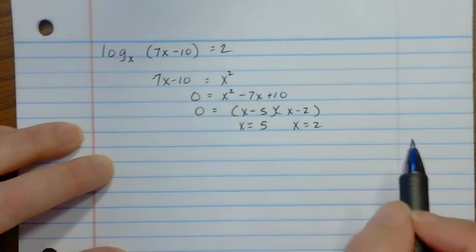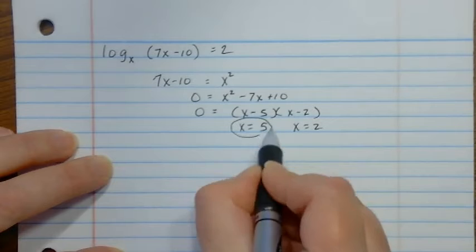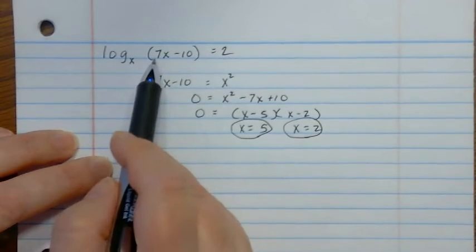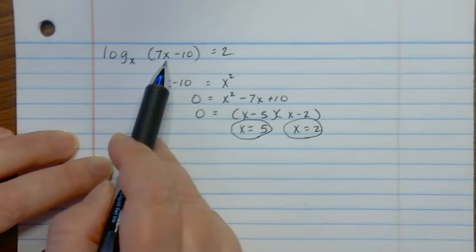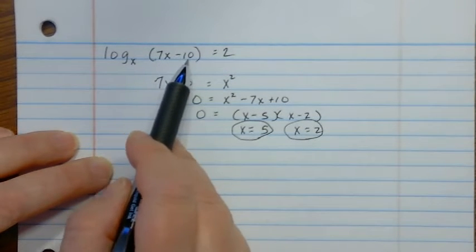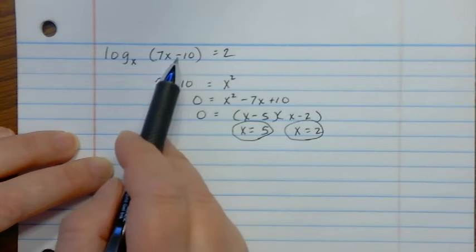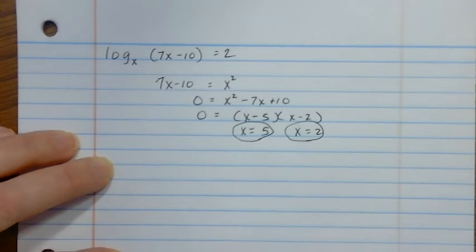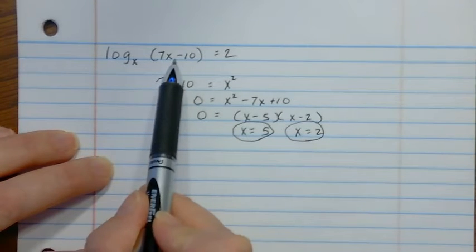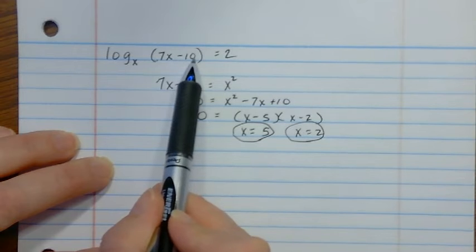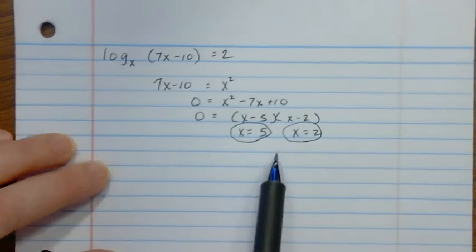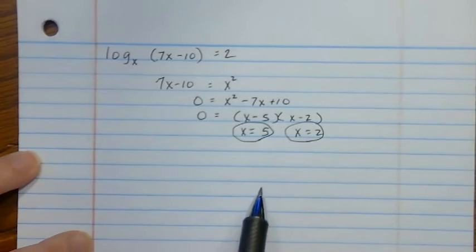Let's go check these answers and see how they work out. If I put 5, I have 7 times 5, which is 35, minus 10, which is 25. And it's okay to have 25 here. That's good. Let's try 2. 7 times 2 is 14. 14 minus 10 is 4. So both of these would be good solutions.